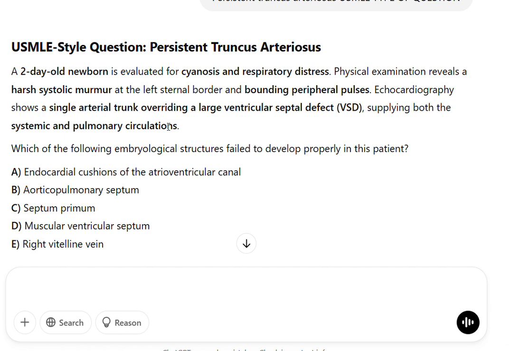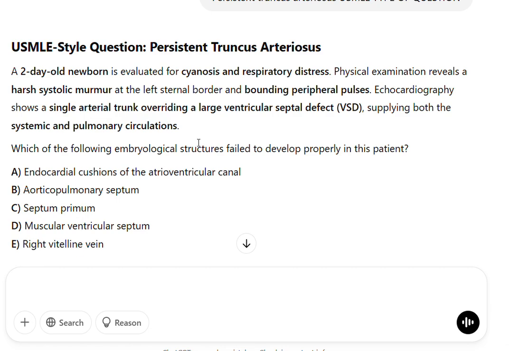Which of the following embryological structures failed to develop properly in this patient? A. Endocardial cushions of the atrioventricular canal. B. Aorticopulmonary septum. C. Septum primum. D. Muscular ventricular septum. E. Right vitelline vein.